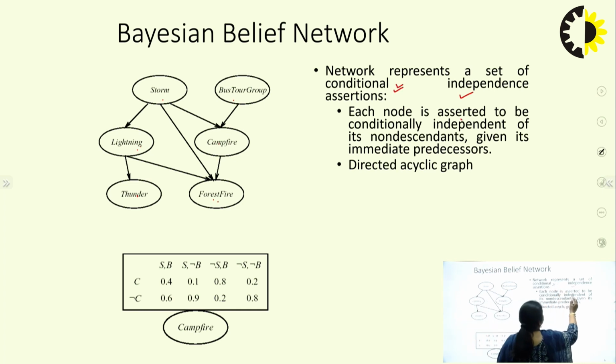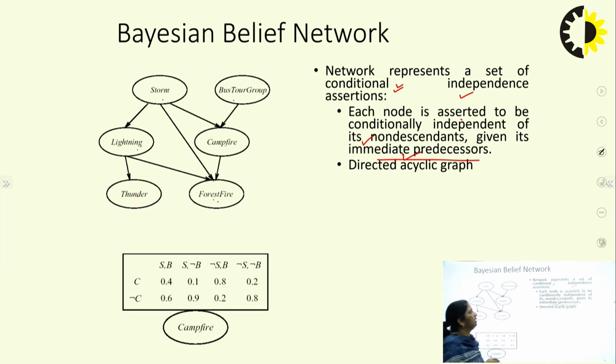Each node is asserted to be conditionally independent of its non-descendants given its immediate predecessor. So what is given? The immediate predecessor. It is independent of its non-descendants. So when thunder is there and its predecessor is given, what is its predecessor? Lightning. When lightning is given, then thunder is conditionally independent of forest fire. It is independent of this.